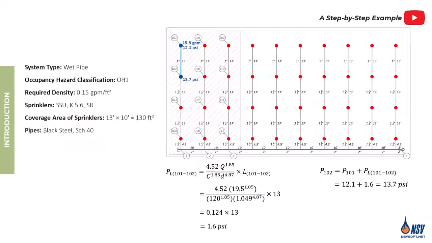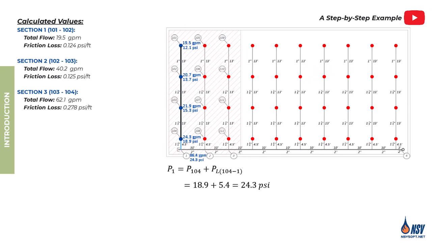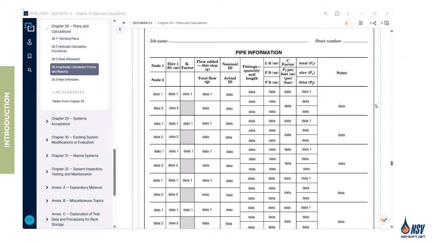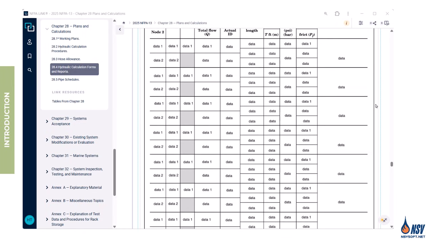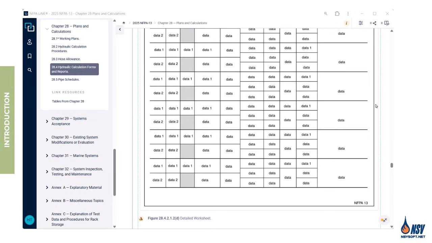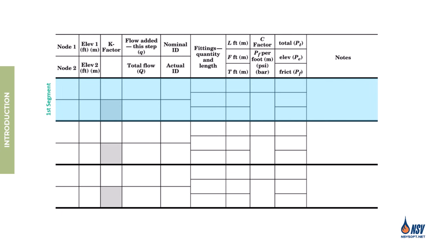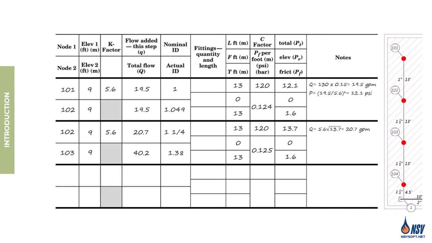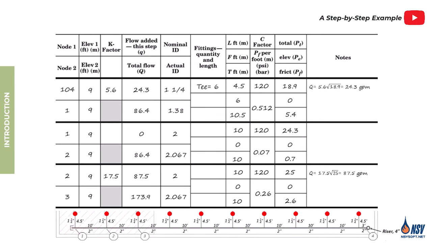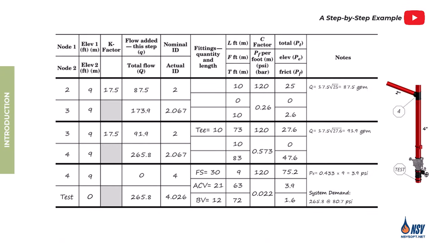In our previous video, we walked through the hydraulic calculation process for a fire sprinkler system. As required by NFPA 13, these calculations must be documented in a specific format known as the Detailed Worksheet. In this video, we'll get familiar with this table by filling in the data for the sprinkler system that we explored in the step-by-step calculation video, allowing us to see how each value is entered and how the table helps organize the hydraulic data.